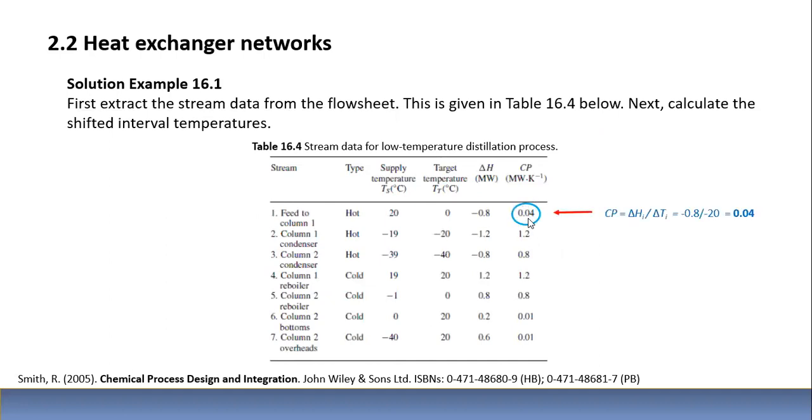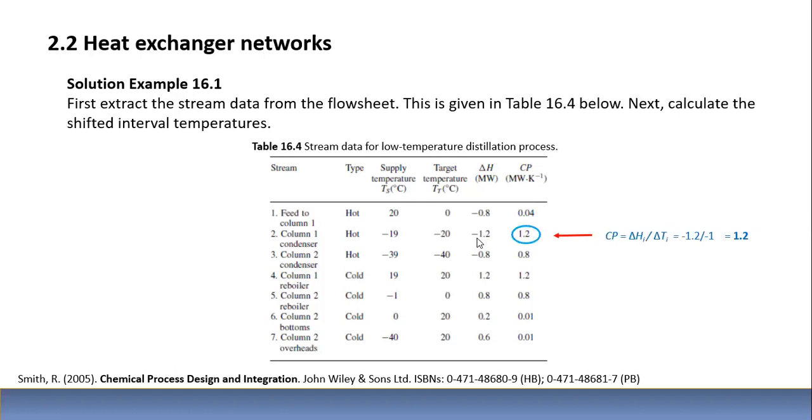Where this CP is obtained from, we know that MCP delta T is equal to Q. So if we solve for MCP, then we have Q divided by delta T. Q, or delta H, is energy, divided by delta T. And so we have minus 0.8 divided by the difference, which is 20. That's why you see the 0.04.